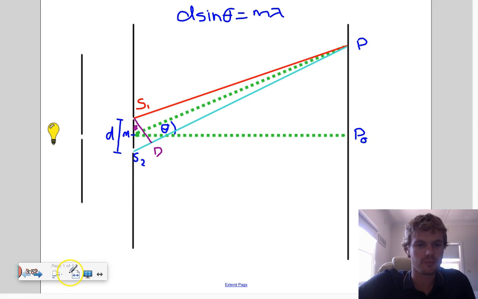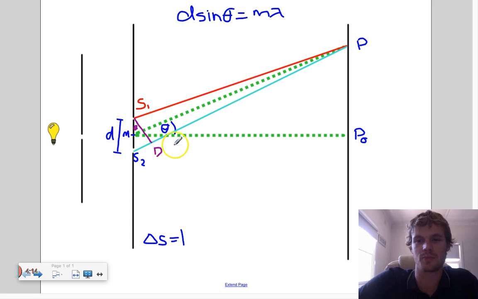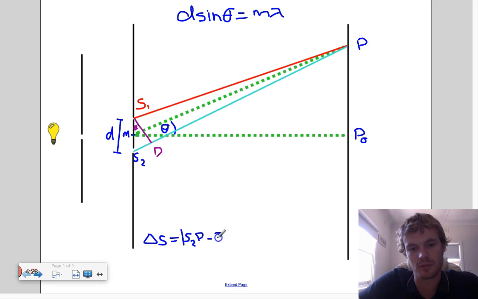So, from this diagram we can see something. Our path difference, we're going to call delta S, is going to be equal to S1 to P, and so that's the first wave, and the second wave S2 to P. The path difference of those two P's is going to be S2 to D. So I can write that up. The absolute value of S2 to P, take away S1 to P, is going to be equal to S2 to D. So our path difference is this.